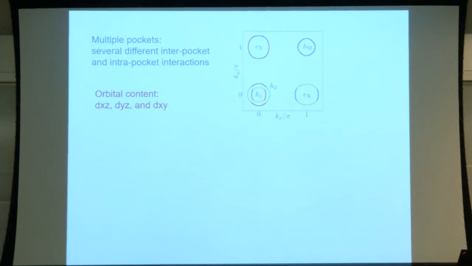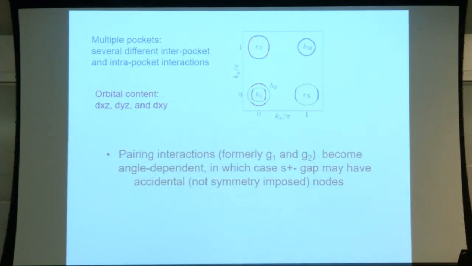Well, we need to include the fact that we have orbital content, and we have also interaction between these two pockets, which we didn't have before. So to make a long story short, two things. First, interaction becomes angle dependent because of orbital content. And once interaction becomes angle dependent, gaps become angle dependent. And as a result, if angle dependence is substantial, you may have something that you normally don't have in the minimal model. Gap may have accidental nodes.